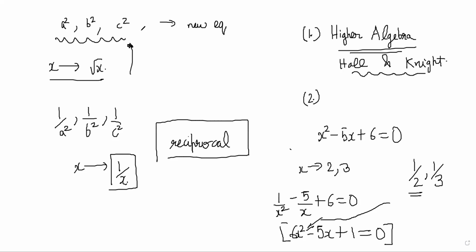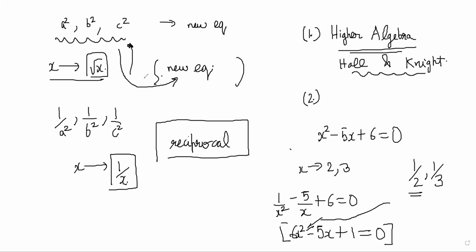So when you do the first transformation, you will get a new equation. Simplify it. When you put root x, there might be some terms which have roots. Remove all the roots. How do you remove all the roots? By squaring. So just simplify it to make it look like a regular polynomial equation, and then do the next step, which is taking reciprocals.